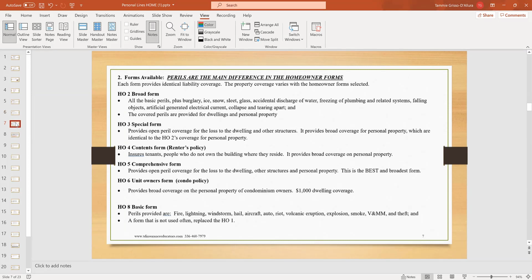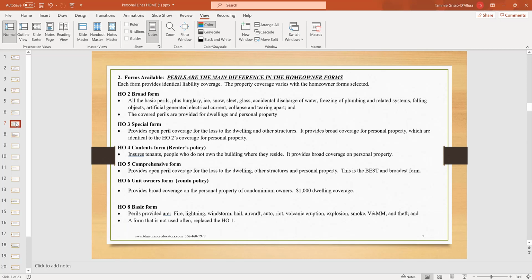Now, there are a lot of forms available for the homeowner policy, and each form will have identical liability coverage, which we'll talk about in just a moment. But perils are the main difference in the homeowner forms. So what do I mean by that? Perils are things like fire and lightning. And those are the main differences in the homeowner forms.